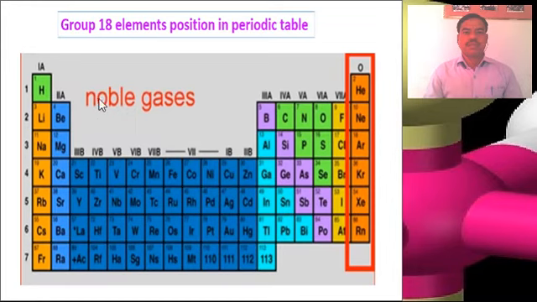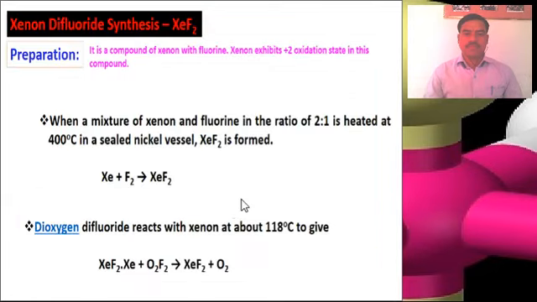This is the whole periodic table. In this periodic table, this is the position of the group 18 elements. Here, the red color boxes are all the noble gases. Firstly, we will discuss xenon difluoride. Its molecular formula is XeF2. It is a compound of xenon with fluorine.